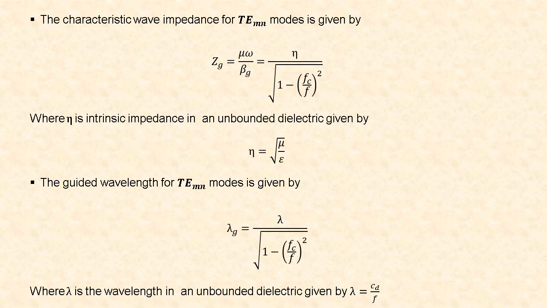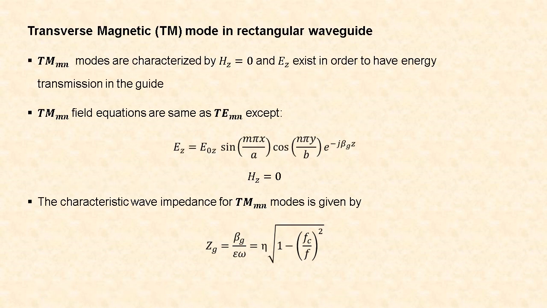Here λ is the wavelength in an unbounded dielectric, which is given by λ = cd/f. cd is the phase velocity in an unbounded dielectric and f is the frequency. Next is the transverse magnetic mode, that is TM mode, in a rectangular waveguide. TM modes are characterized by Hz equal to 0, that is, the magnetic field intensity in the z direction is 0, and Ez exists, that is, the electric field intensity in the z direction exists in order to have energy transmission in the guide.